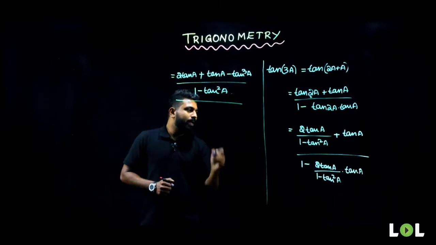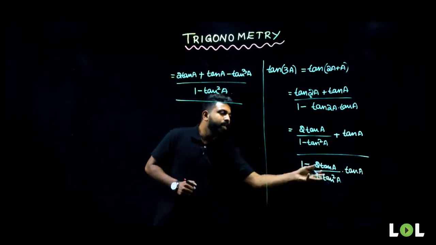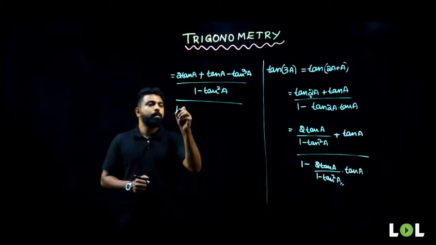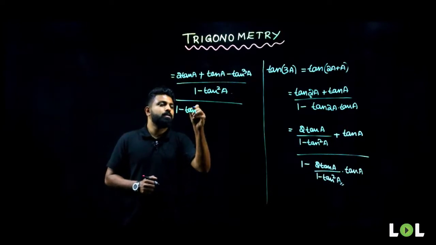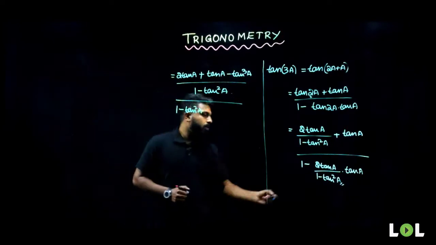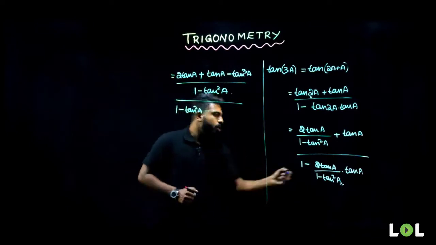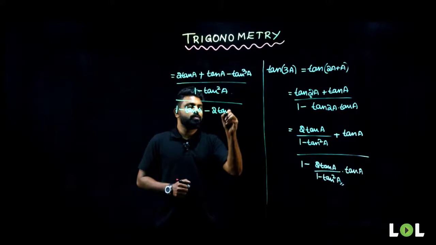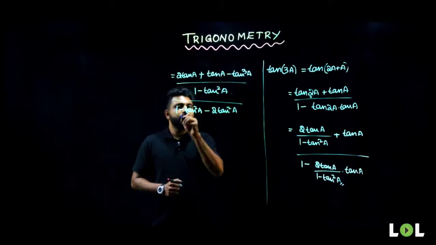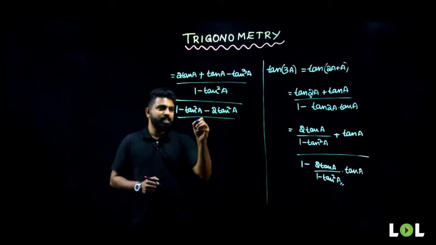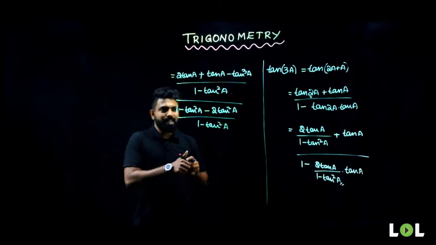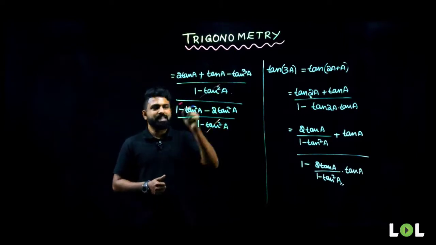Similarly, what will I be left out with in the denominator? If I take the LCM here, what will I be left out with? 1 minus tan square A minus 2 tan A into tan A, which is nothing but 2 tan square A, divided by 1 minus tan square A. 1 minus tan square A on 1 minus tan square A gets cancelled here.